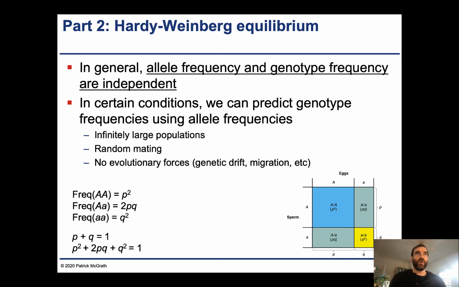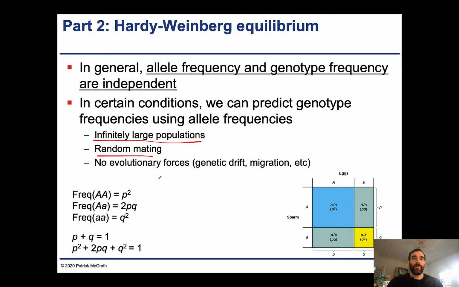Okay, so part two, we are going to cover Hardy-Weinberg equilibrium. In general, allele frequencies and genotype frequencies can be completely independent from each other. But in certain conditions that are somewhat common in real life, we can predict the genotype frequencies using allele frequencies. This is in the case of infinitely large populations, or populations approaching infinitely large, if they're randomly mating, and there are also no evolutionary forces like genetic drift or migration.